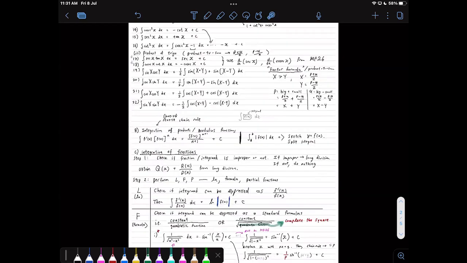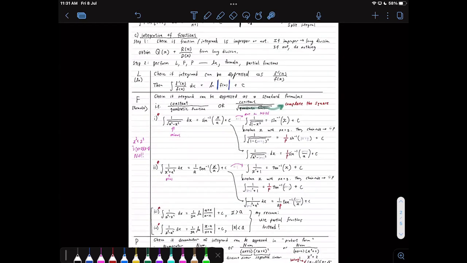Oh, I forgot to mention that we deal with r(x) over d(x). It will definitely be a proper fraction because of the way long division works. So that's when we talk about step 2. What is step 2? Step 2 is LFP. Perform LFP. Basically, you have to check this fraction r(x) over d(x), because this is called integration of fractions, so we always have a fraction.